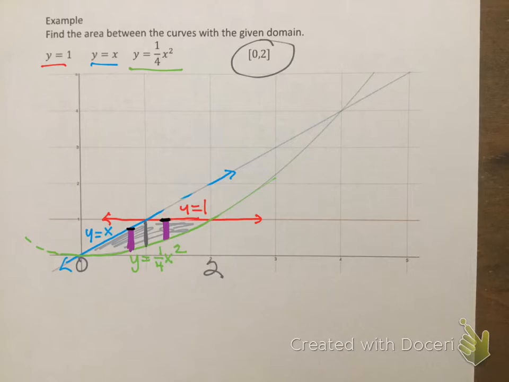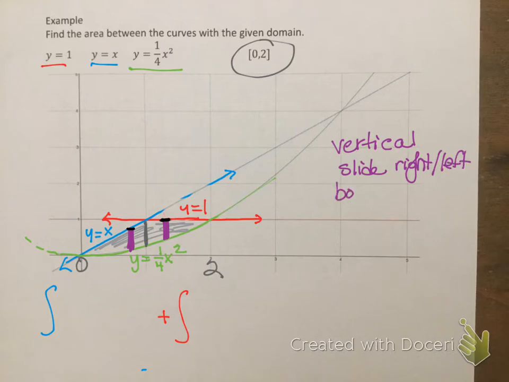into two pieces. And I need two integrals. I need one for the blue curve on top, and I need one for the red curve on top, and I am going to need to add those two integrals together. Please remember that when you have a vertical representative rectangle, that you slide right, left. You get your boundaries from the x-axis.